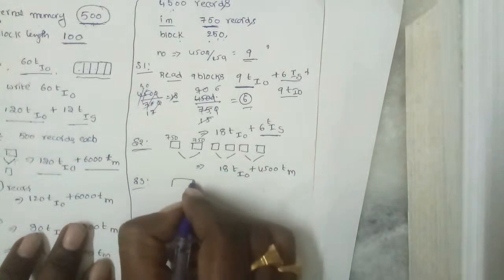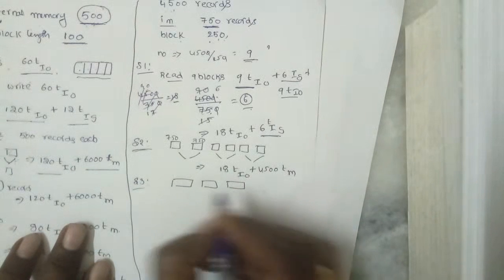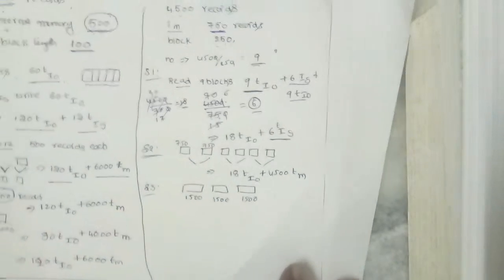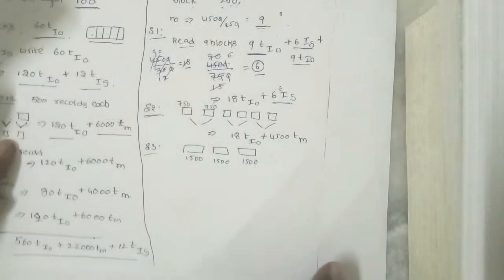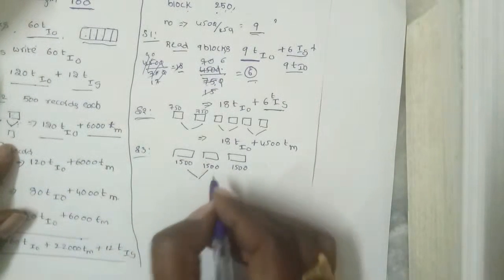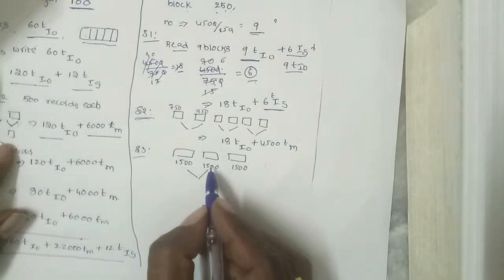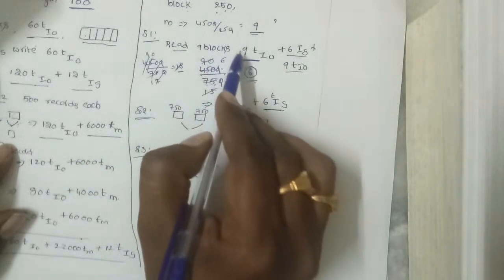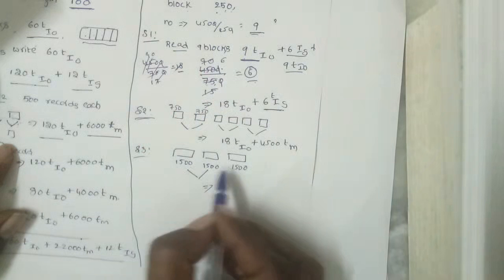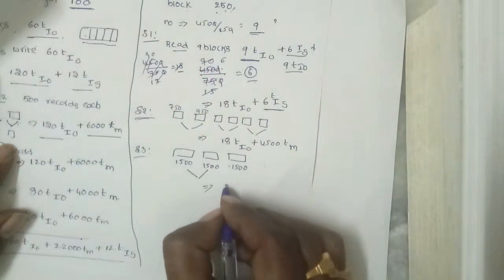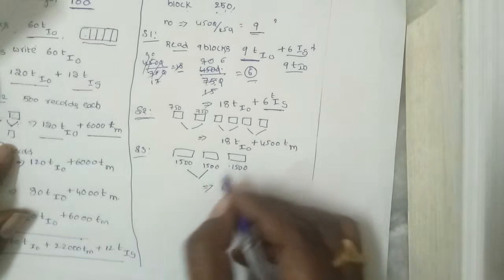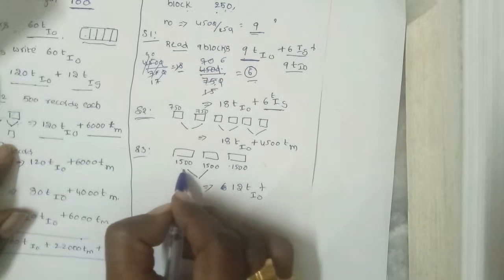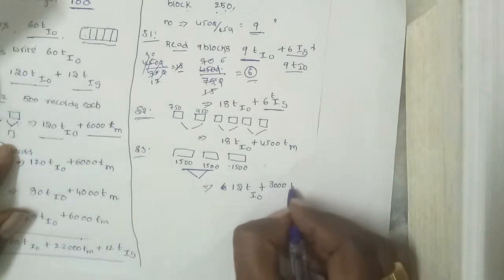Now in step 3, I have only 3 runs. The size of each run is 1500. In this case, I perform the merge operation between only 2 runs. Of the total 9 blocks, I am reading only 6 blocks. Reading 6 blocks and writing is a total of 12 TIO, and the merge operation costs 3000 TM.